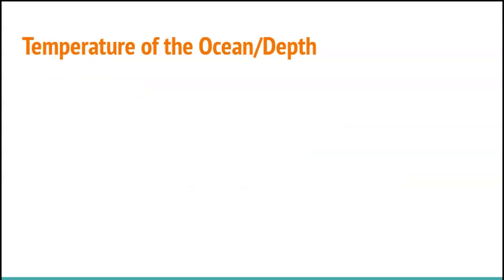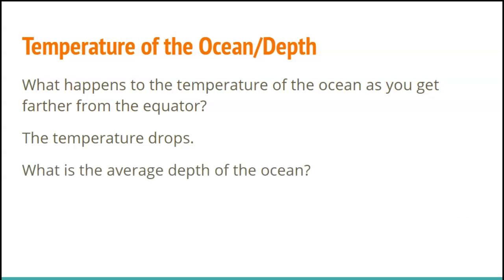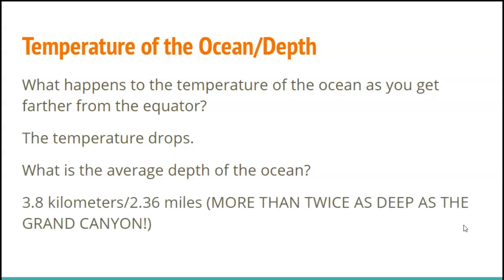Temperature of the ocean and depth. What happens to the temperature of the ocean as you get farther from the equator? Obviously, the temperature drops. You're getting closer to the poles. What is the average depth of the ocean? The average depth is 3.8 kilometers, which is about 2.36 miles. It's more than twice as deep as the Grand Canyon. And don't forget, that's the average depth of the ocean.